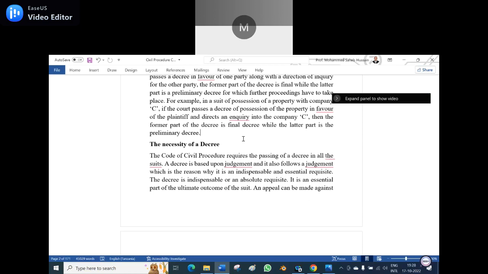Who is liable and who has to pay the compensation and who has to give the possession, who has to be dispossessed, because these are all civil suits. That is the reason they say decree is based upon the judgment and also follows a judgment. First judgment, next the content of the judgment will be made clear in the decree, which is the reason why it is an indispensable and essential requisite. Which is an essential requisite?